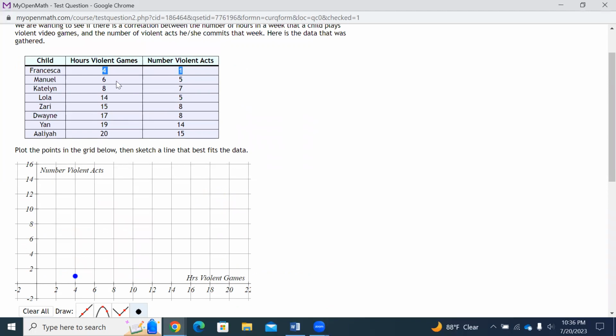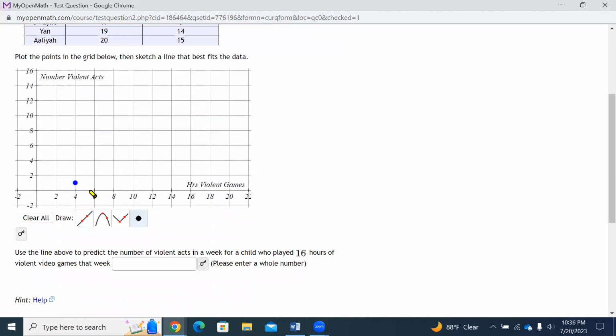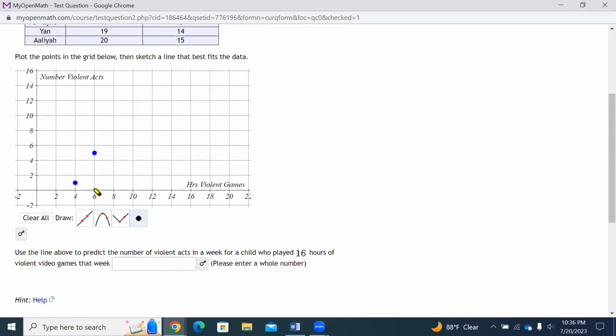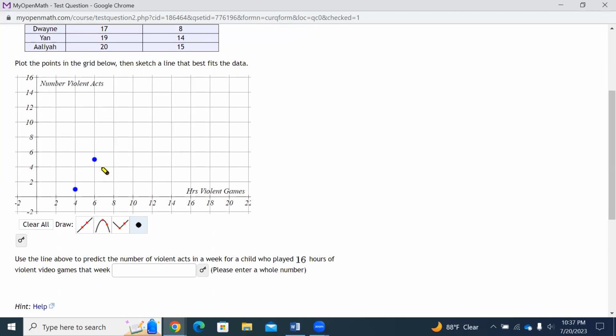Next person, Manuel. He did 6, 5, over 6, up 5. Right there is Manuel. Now, if you get it wrong, you can highlight it. See how when I move my mouse over it, I can move it all around. If you get it wrong, you can adjust it. So over 6, up 5. That one represents Manuel. He played 6 hours of violent video games and did 5 violent acts.